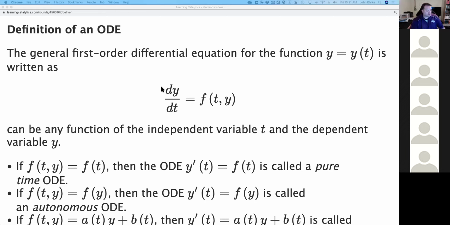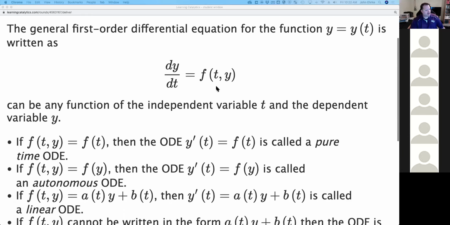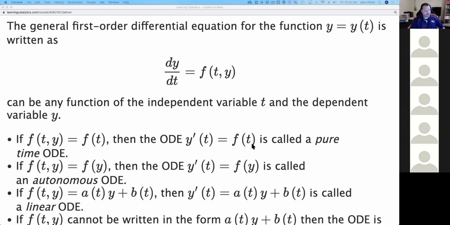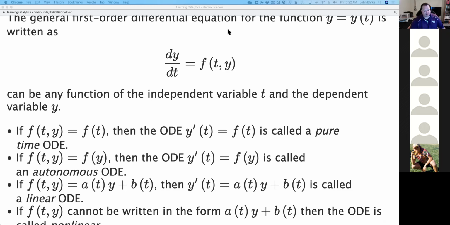But for first order differential equations, depending on what this function on the right-hand side looks like, it's called something different. If the function on the right-hand side is just a function of time, in other words, if your slope in the plane depends only on time, then your differential equation is called a pure time ODE, or ordinary differential equation. If the function on the right-hand side depends only on your y value, or dependent value, then it's called autonomous. The word autonomous comes from the word autonomy, which means freedom. So this is free from time is how you should think of it.